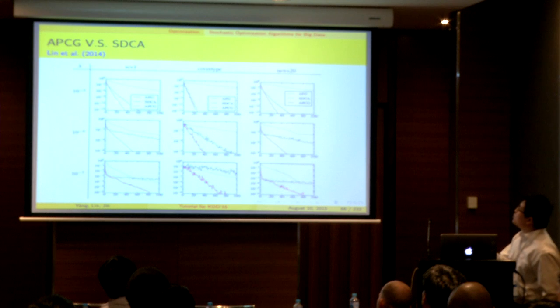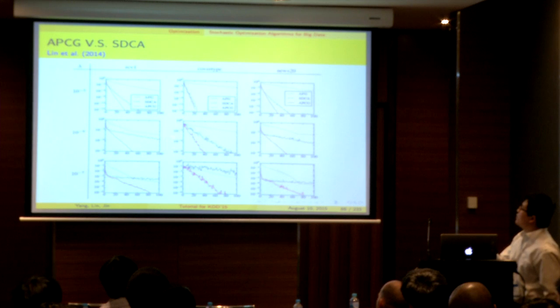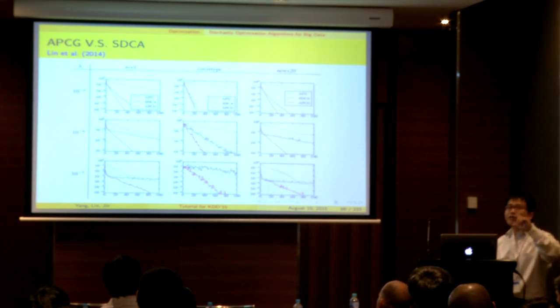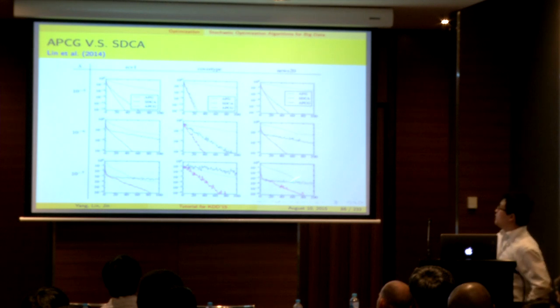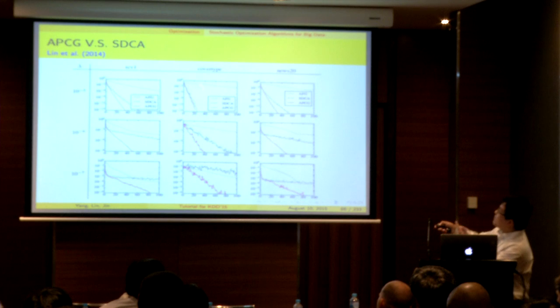APCG corresponds to the red curve here. So the red curve converges faster than the blue one, which is SDCA. And the black curve is the full gradient descent, the very first algorithm I introduced in the tutorial. So you can see the red one is better because it's the accelerated version. But its advantage becomes smaller and smaller if you look from the first row to the last row.